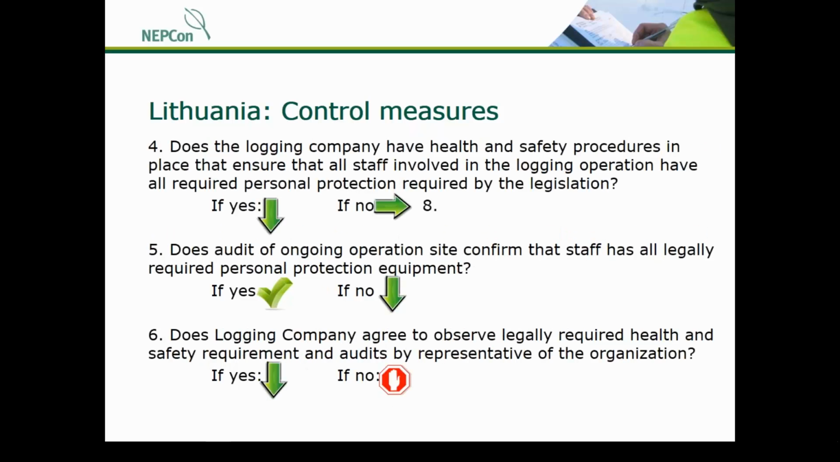If no, you continue to number 4 and ask if the logging company has health and safety procedures in place. If yes, you should go to 5 and ask if audits of ongoing operations confirm that staff has all legally required personal protection equipment. And if the outcome of those audits is yes, then it should be low risk. So this is a case where you would actually carry out a certain level of on-site forest level auditing of health and safety requirements during harvesting.